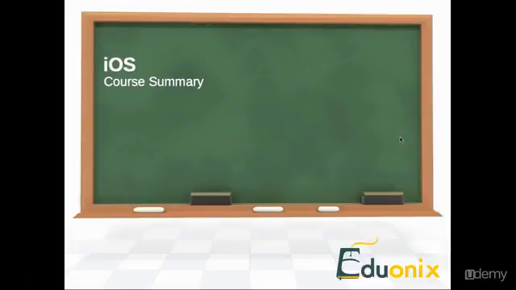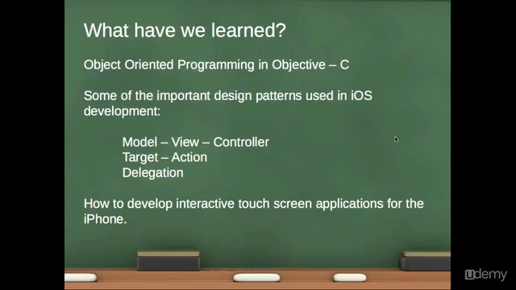Hi, congratulations. You've completed the course, and now we're going to talk about what you've learned and how to apply it in writing your own applications. So what have we learned? We've learned object-oriented programming using the Objective-C programming language. We've learned something about Objective-C, and now we're able to apply that knowledge to write our own applications.